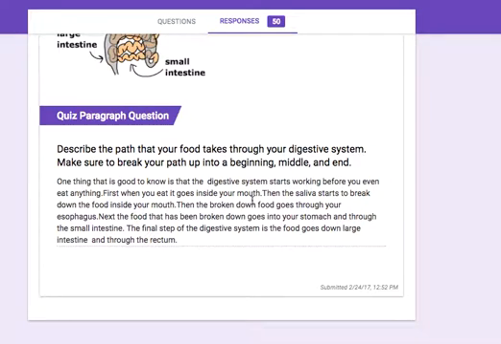And then the other thing I really want to shout this student out for is that this teammate has details, right? Describe the path that your food takes, right? So they go into detail about what's happening. First, when you eat, it goes inside your mouth. Then the saliva starts to break down the food inside your mouth. Then the broken food goes through your esophagus. Next, the food that has been broken down goes into your stomach and through the small intestine, right? Like they're adding some detail here. So they have complete sentences that start with a capital letter, they have punctuation, they have transitions, and again, they checked for spelling. That's a 4.